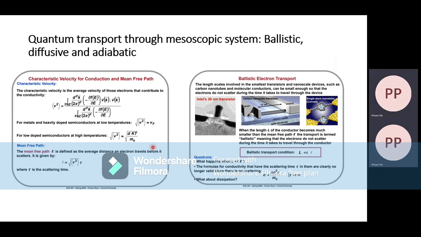So now the quantum transfer through the mesoscopic system. So one is the ballistic, the second one is the diffusive, and the third one is the adiabatic. Okay.